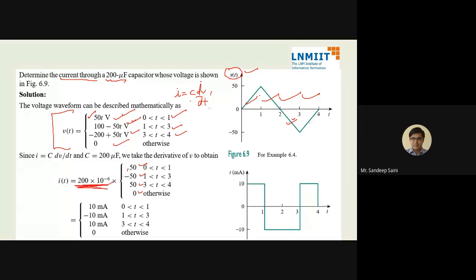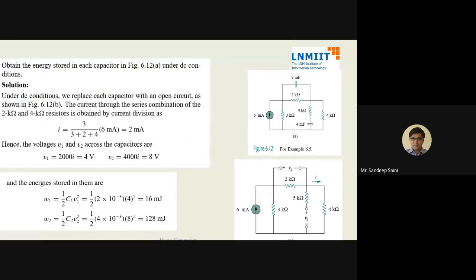When I bring this C inside, so these are my values. These are the things related to the voltage-current relation of a capacitor. Now we are putting our capacitor into a circuit. This circuit has a 6 milliampere DC current source, and only one source is there. There is one capacitor here and one capacitor here. We are asked to obtain the energy stored in each capacitor.